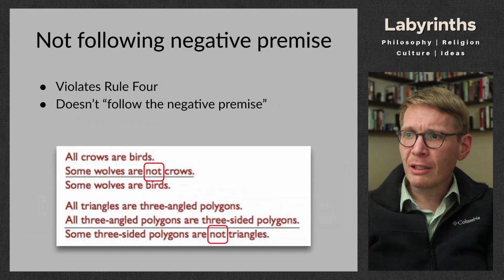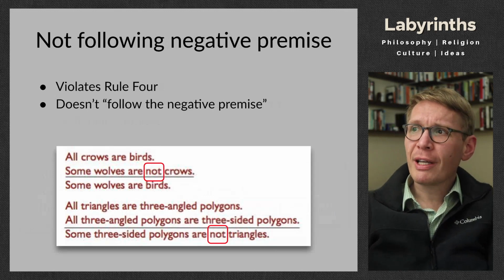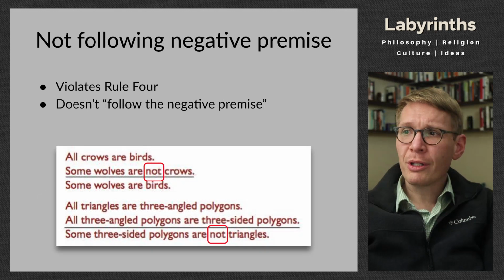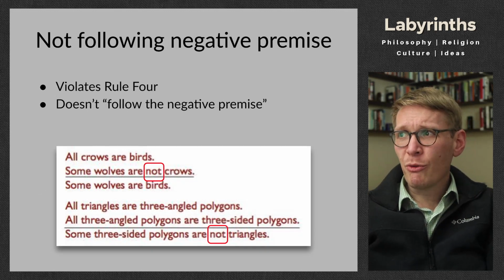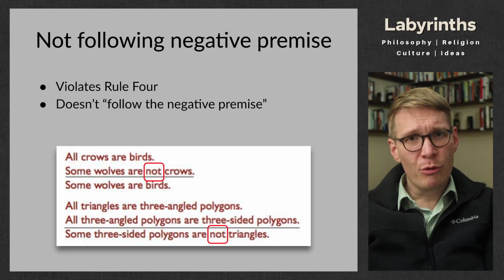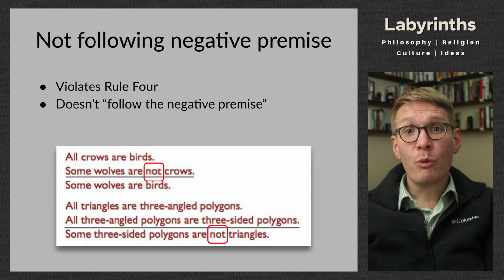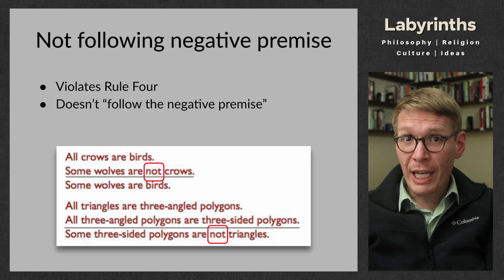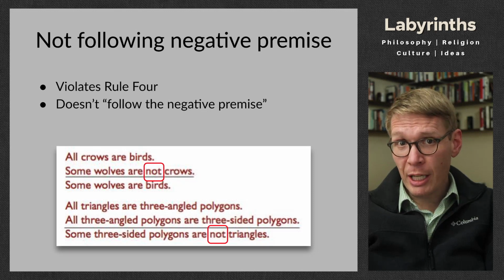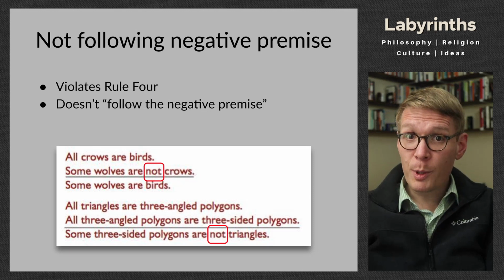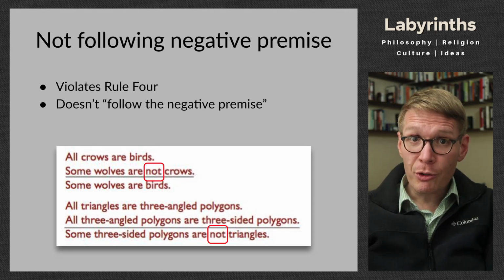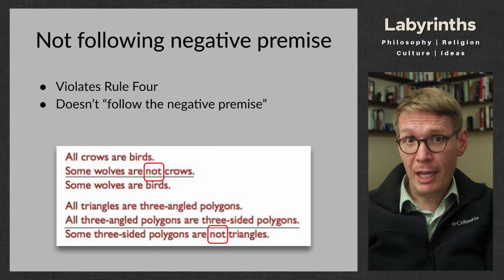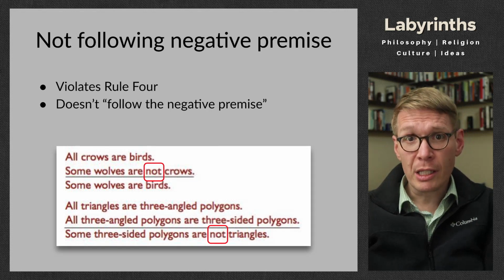Now we have a final example here, a couple examples. Violations of Rule 4. And these are pretty straightforward violations. We don't follow the negative premise. So remember, if you have one premise that is affirmative and one negative, then the conclusion has to be negative. If you have two affirmative premises, the conclusion has to be affirmative. And if you have two negative premises, you can't derive anything from that at all. It doesn't yield any conclusion.